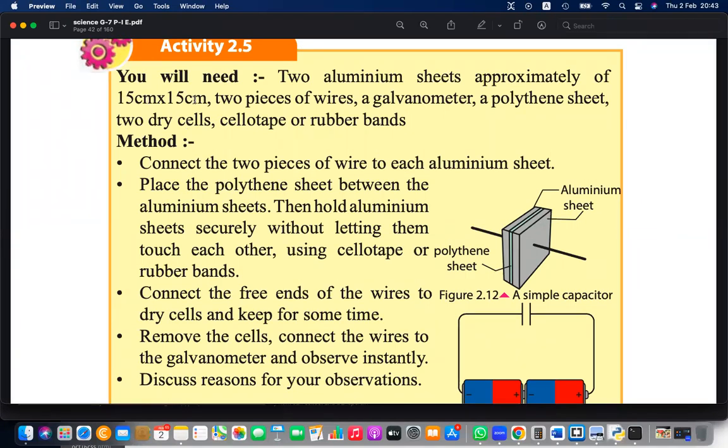So just cut them 15 by 15, and the 2 pieces of wire you have to connect to them. Then place the polythene sheet in between the aluminum sheets.